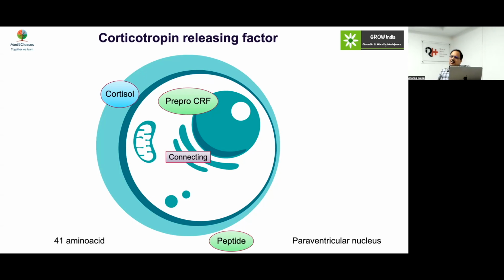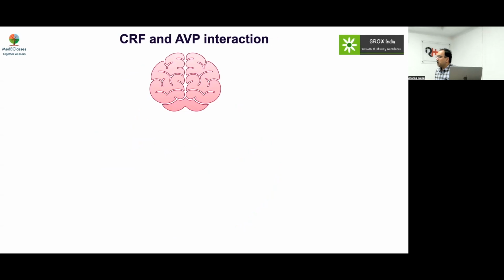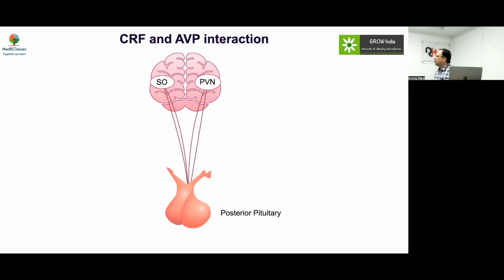And this is produced via the paraventricular nucleus. Now, these are very common areas in which they are produced. Now, CRF and AVP both have an important interaction. They are produced in the supraoptic and paraventricular nuclei, as I said, and then there is a connection with the pituitary stalk. Here we have the production of CRF predominantly from the paraventricular nuclei, and AVP is also produced on both sides. But the AVP from the supraoptic is predominantly controlling the osmotic one. The one which is produced in the paraventricular nuclei is controlling the adrenal.